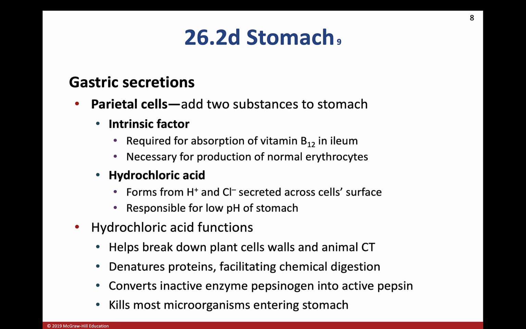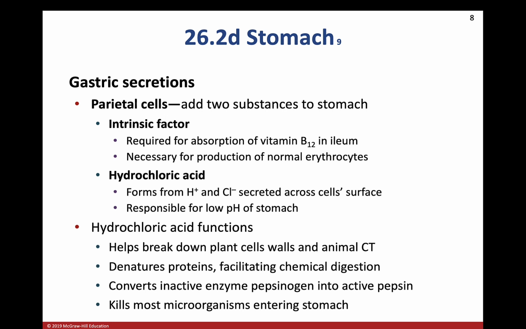Now, the parietal cells are adding 2 substances to gastric juices. One is intrinsic factor, and that is required for the absorption of vitamin B12, which takes place within the ileum. Vitamin B12 is especially necessary for the production of normal erythrocytes. There's actually an anemia that's associated with vitamin B12 deficiency. The other substance is going to be hydrochloric acid.